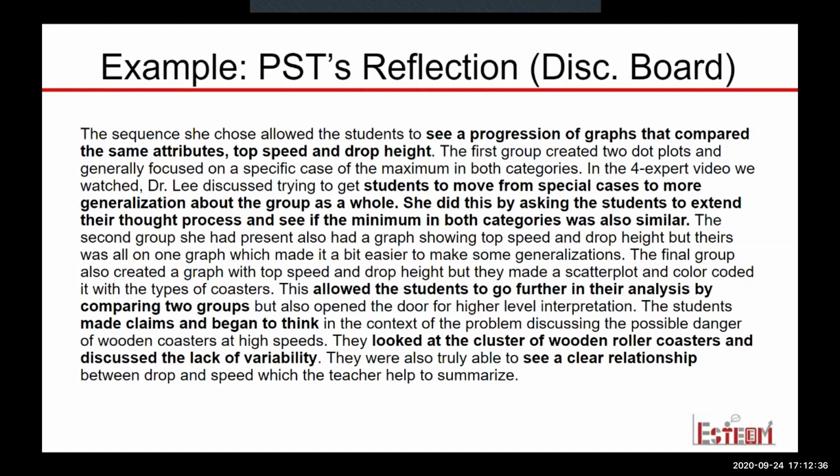Later on it says this allowed the students to go further in their analysis by comparing 2 groups, but also opened the door for a higher level interpretation. The students made claims and began to think in the context of the problem, discussing the possible danger of wooden coasters at high speeds. They looked at the cluster of wooden roller coasters and discussed the lack of variability. So this is a type of example student response that they are looking pretty deeply at how the students were thinking about the data in this data set.